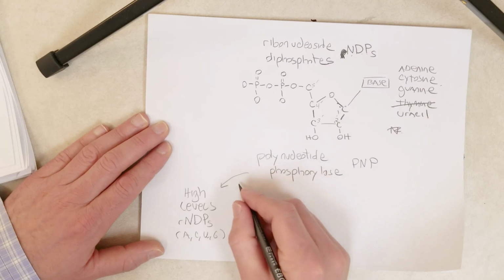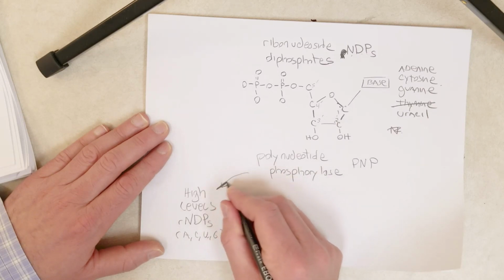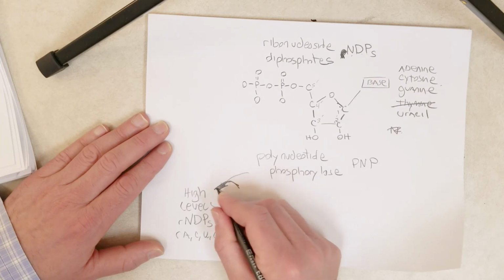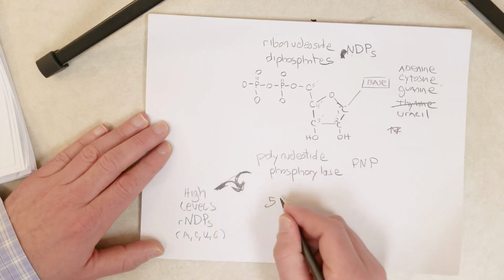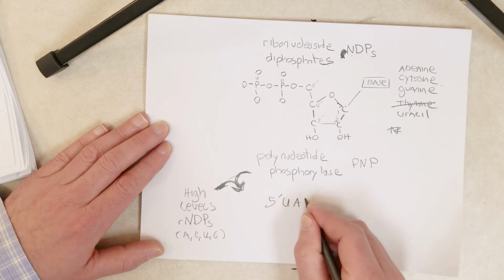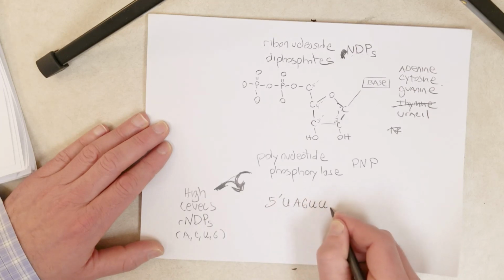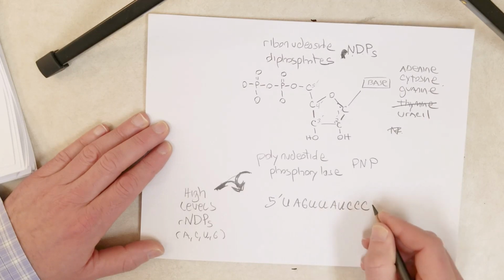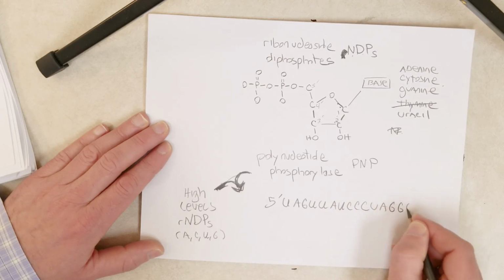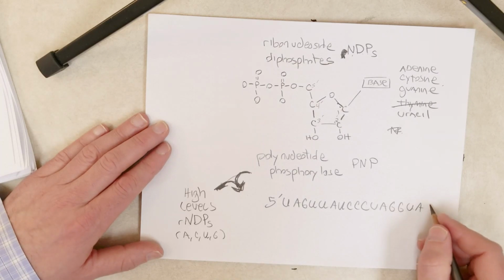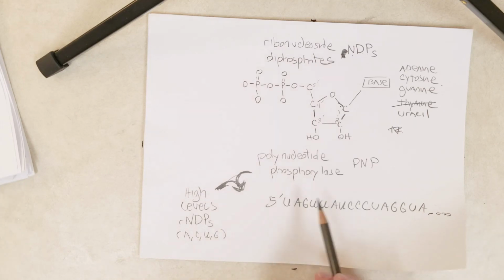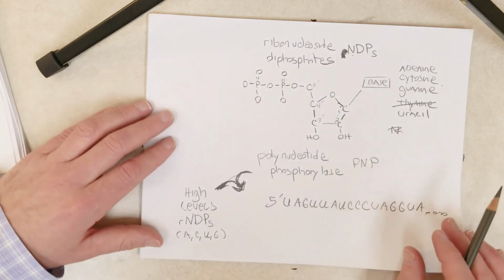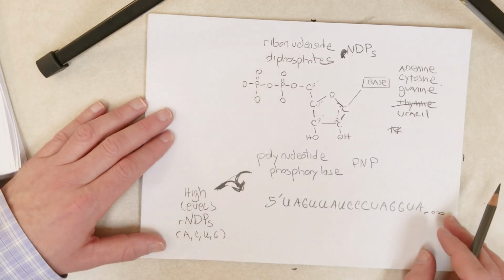What it can do, you know what, I should draw the arrows like this. So high levels of RNDPs with this enzyme will join them together. 5', U, A, G, U, U. It doesn't matter. I'm just putting random nucleotides in here because it just joins them together randomly. So on and so forth. Now, with this, scientists can make RNA. And if you read through the notes, you'll get an extra detail here.